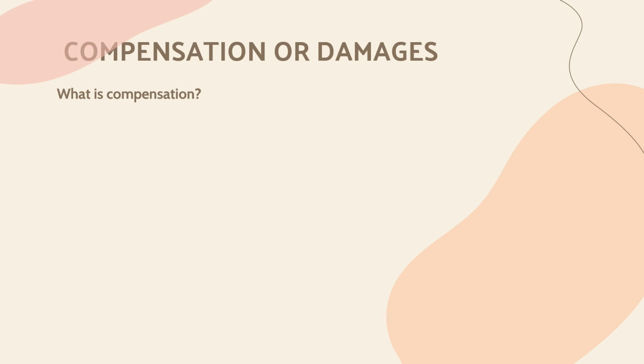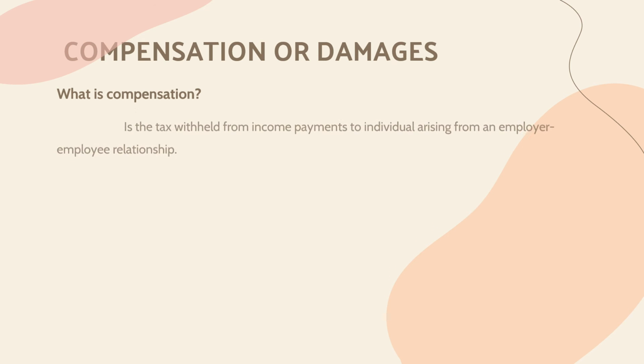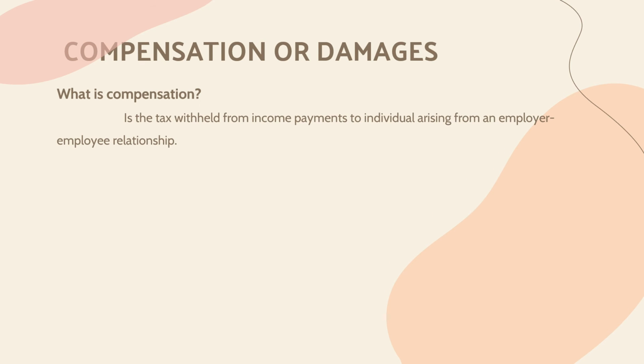What is compensation? It is a tax withheld from income payment to an individual arising from an employer-employee relationship. Compensation is the total cash and also non-cash payment that you give to an employee in exchange for the work done for the business. Typically, it is one of the biggest expenses for a business with employees. Compensation is more than an employee's regular paid wages. It also includes many other types of wages and benefits.